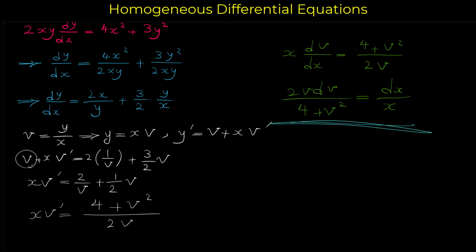Now for solving this separable differential equation, we have to integrate from both sides. Integral of the right side is obvious. Integral of dx over x is ln of x. And the integral of the left side of the equation is ln of 4 plus v squared.